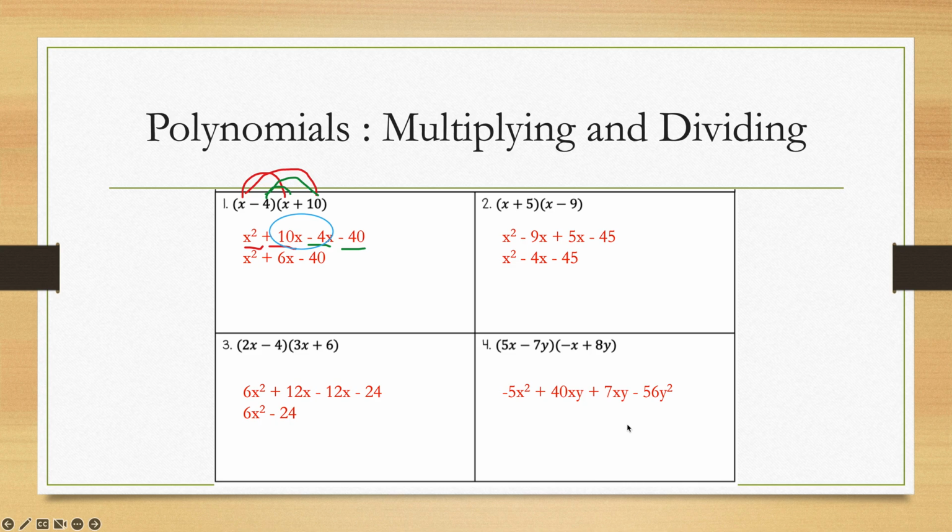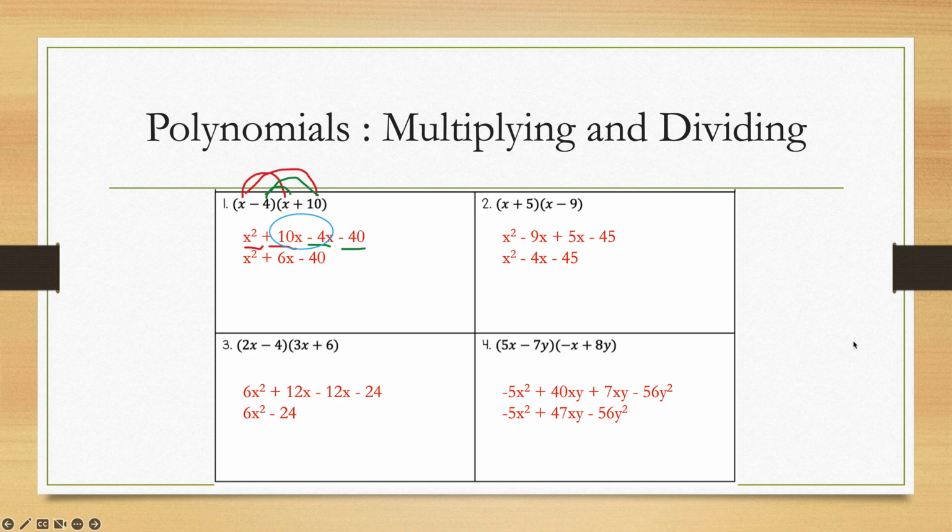The middle terms are combinable. I get negative 5x squared, which is the only x squared term, so it's by itself. In the middle, I get 47 xy's. Now, what's an xy? I don't know. But I do know it's different than an x squared, and different than a y squared, and I know I got 47 of them, so I leave it there. And then minus 56y squared.